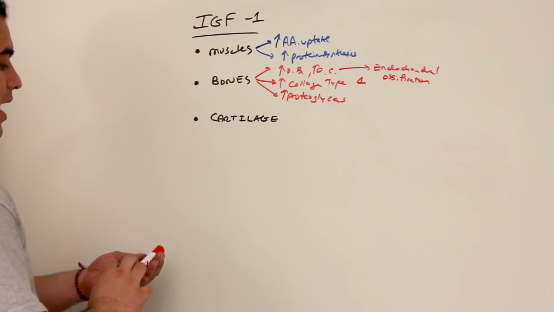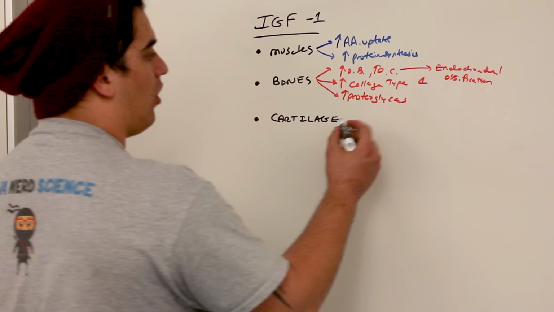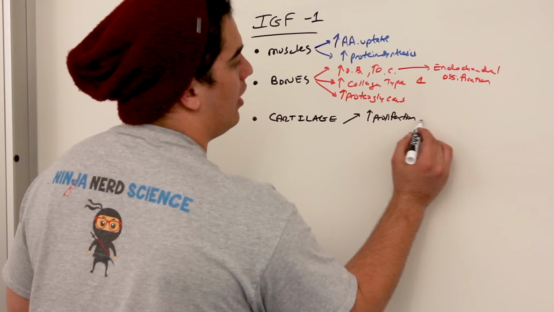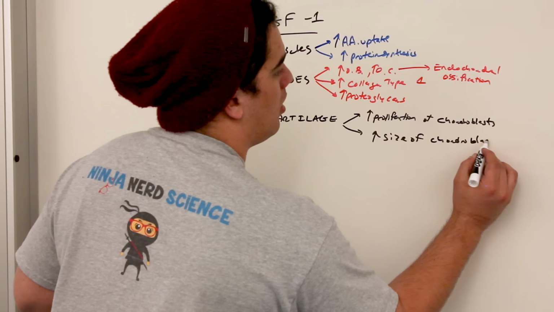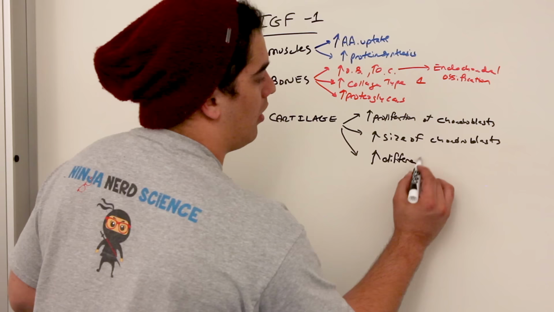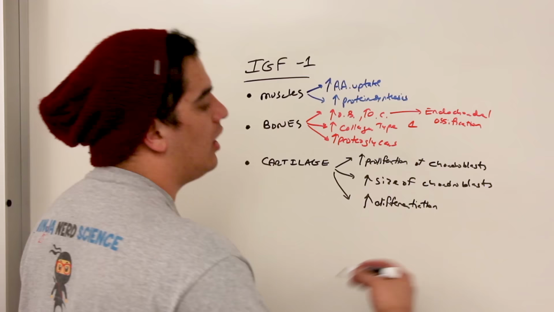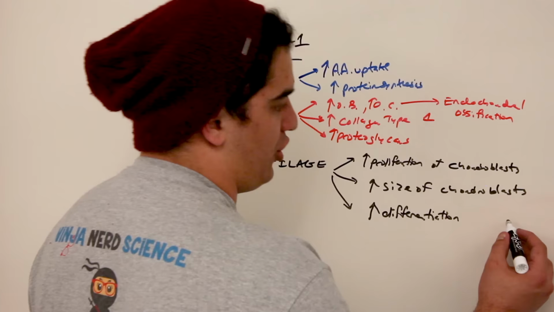All right, now we talk about cartilage. What is it going to do for cartilage? We already said for cartilage it was going to increase the proliferation, right? So it's going to increase the proliferation of the chondroblasts. It was going to increase the size of the chondroblasts. We said that it was also going to increase the differentiation, right? So in other words, the cartilage tissue would eventually be converted into bone tissue. So cartilage would eventually get converted into bone tissue.